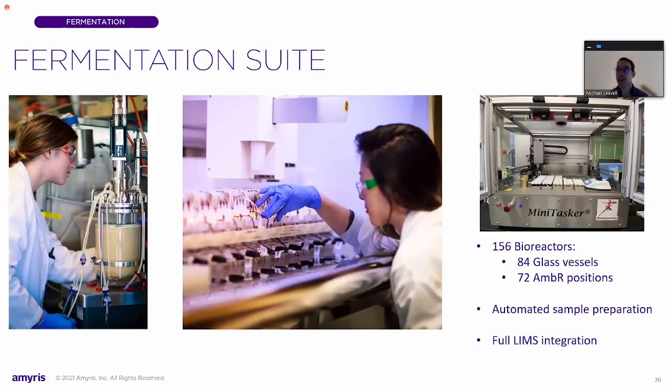So I'll first talk in detail about our fermentation and analytical suites. And then, as I said, I'll go on to the high throughput screening platform. So our fermentation suite is cutting edge. We have 156 bioreactors, roughly evenly split between glass vessels and ambers. And those are at the 250 mil scale up to the 2-liter scale.